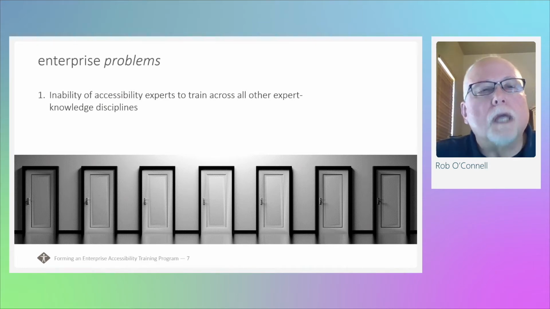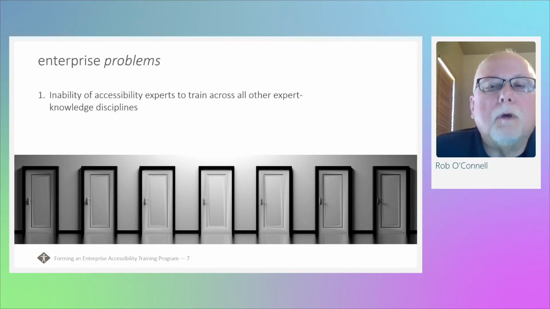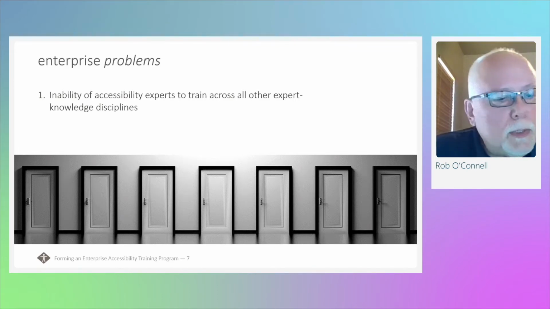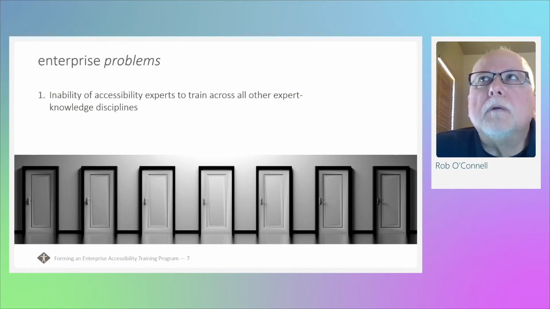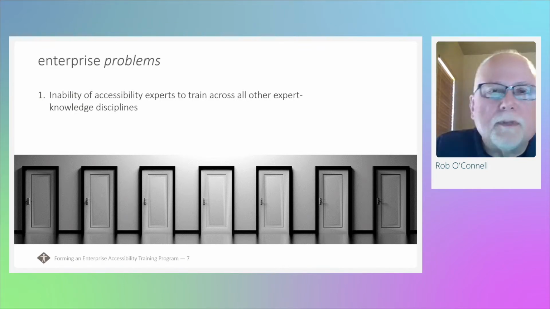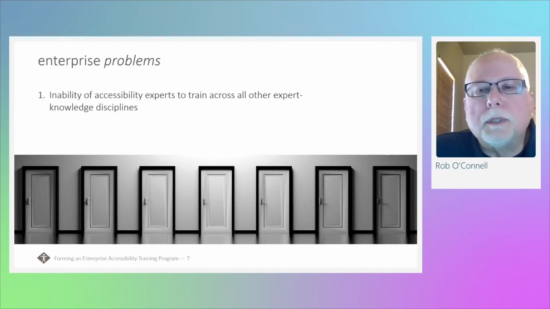But one of those enterprise problems that we had to overcome with regard to a training program was the inability of accessibility experts to train across all other expert knowledge disciplines. And the difficulty here is it's just a big knowledge gap. For example, I know very little about the service industry. We have MSRs, we call them member service representatives. They're essentially the customer service representatives who manage calls and complaints and handle requests over the phone, sometimes on chat. That's a service area that requires a certain degree of expertise.